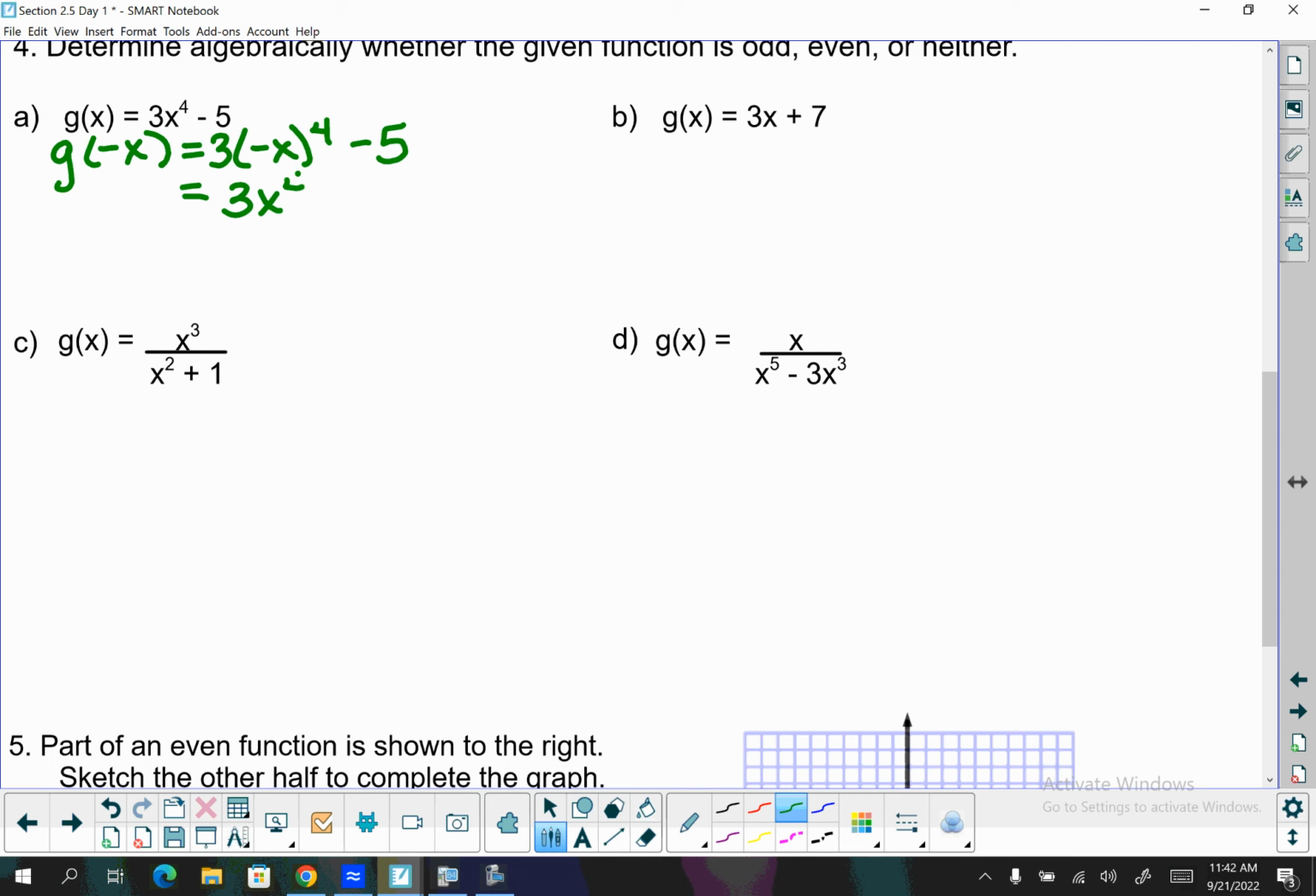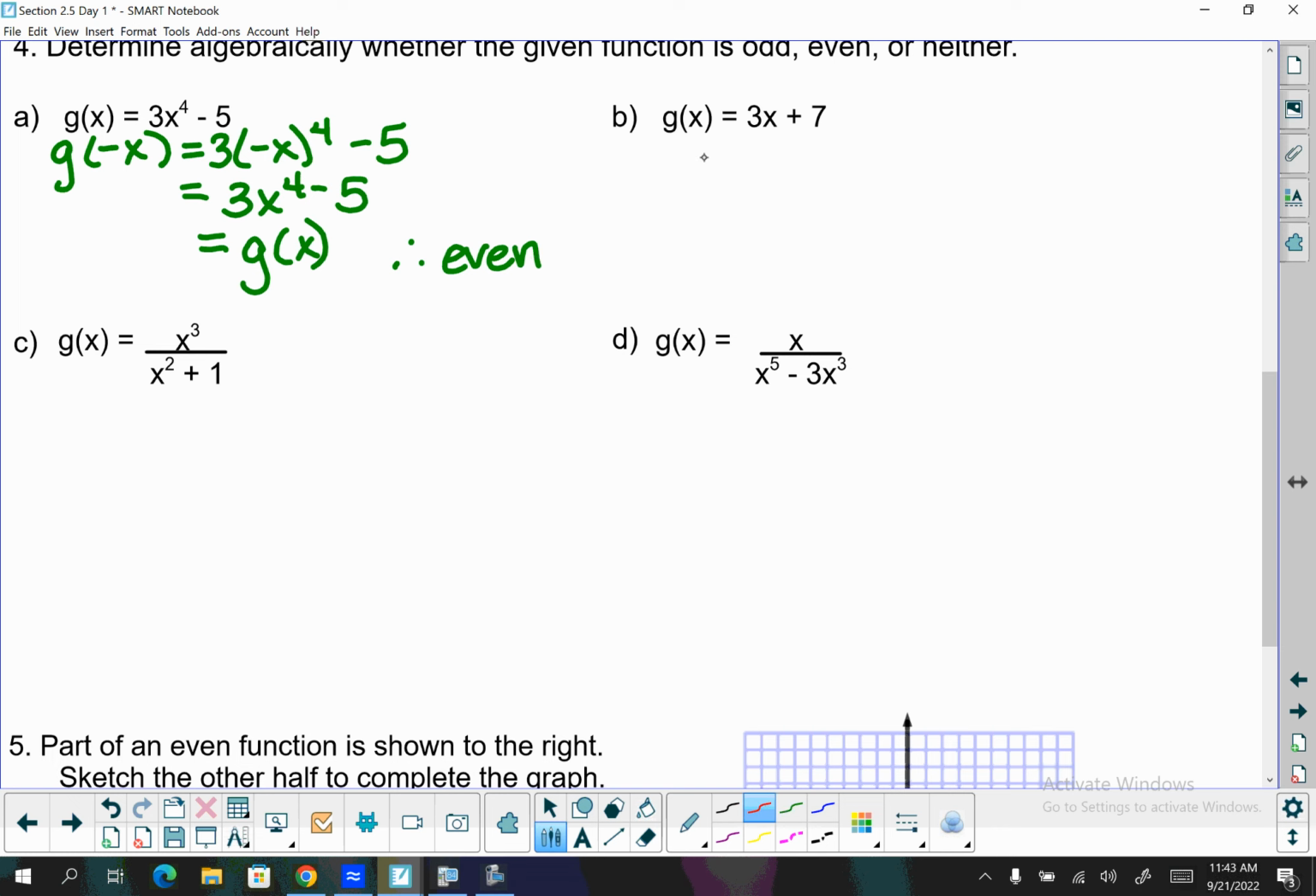3x to the 4th minus 5. And what is that the same as? g of x. It's the same as what I started with, the original function. So I just proved that this function is what? Even. Plugged in negative x, simplified back to the original function. That's it.